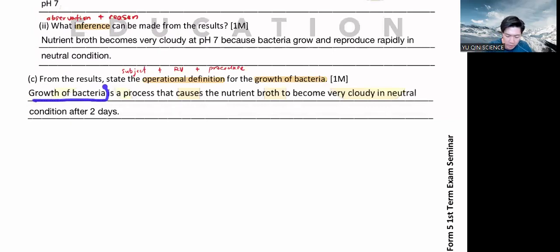For now, I show you. Growth of bacteria, that's your subject. Then it's a process that causes nutrient broth to become very cloudy, that's the responding variable. And then in neutral condition after 2 days, that's the procedure. There you go. The formatting is like that. Try.